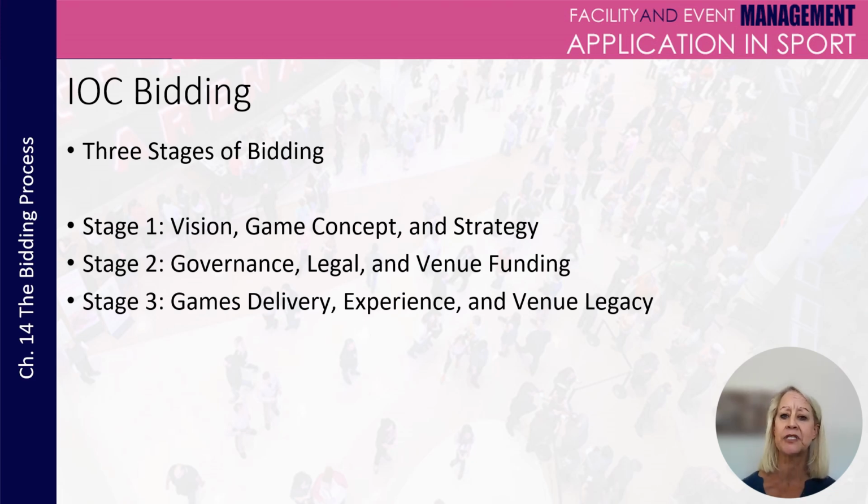It includes the strategic goals, the theme or concept of the Games, and how they align with the Olympic values and the host city's long-term development plans. Stage 2 focuses on the technical and legal framework. So how the Games will be governed, legal guarantees and contracts, the financial plan, including how venues and infrastructure will be funded. This ensures that the bid is realistic and legally sound.